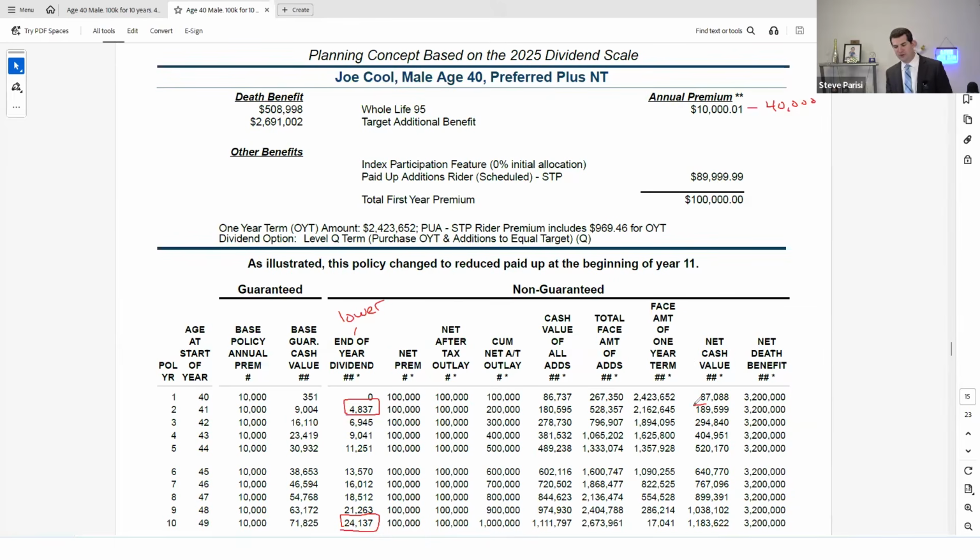But look at your cash value. Instead of 60 grand, you've got 87 grand. Instead of taking 7 years to break even or get your money back, you're cash positive between 3 and 4 years. Let's take a look at these side by side, shall we?